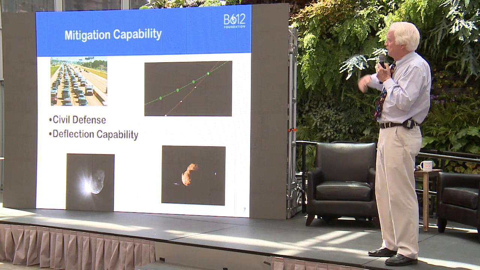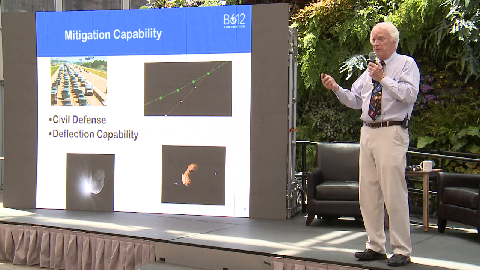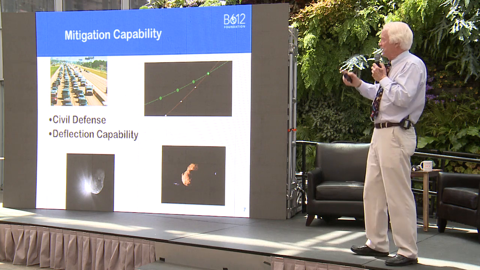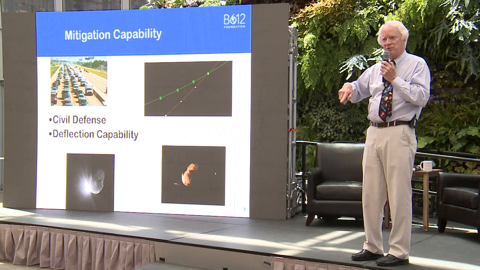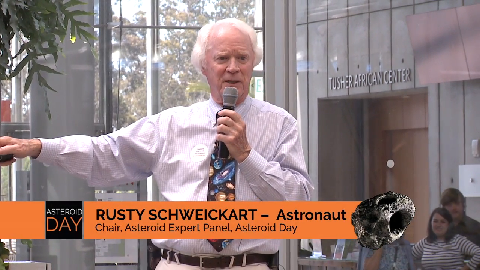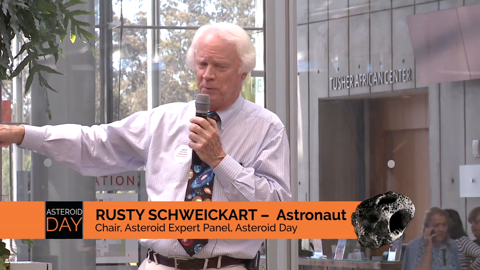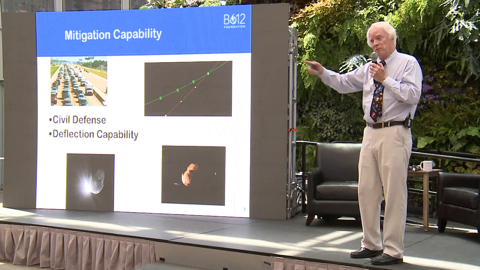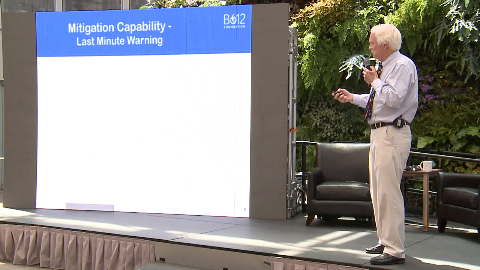Okay, the next thing we said we needed is a mitigation capability. Well, again, mitigation comes in two forms. Civil defense, which basically says in one way or another, get the heck out of the way, okay? Or prevention, deflect the asteroid if we know about it early enough so that it doesn't even hit the Earth. Obviously, the last one is the best thing to do, but especially if it's a relatively small asteroid, that may cost too much to deflect. It's probably cheaper to evacuate an area, okay? So let's look at mitigation.